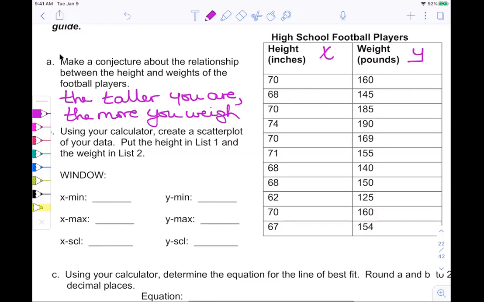And I'll give you a minute or two to get the data entered in. Make sure you're carefully typing in the numbers, double checking. You need to make sure you don't skip a number. Each value needs to line up with L1 versus L2.